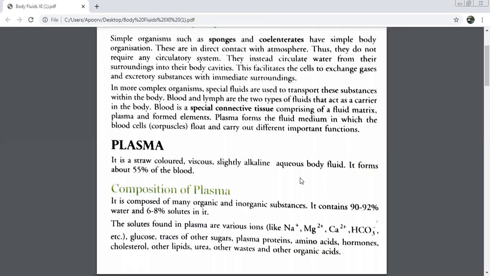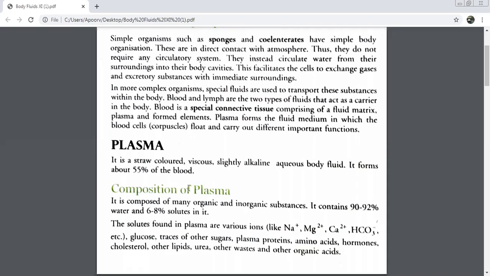Aqueous body fluid. What is aqueous? What do you mean by aqueous solution? Solution in water. Very good. The word aqua means water. So anything which contains water is called aqueous. Remember, whenever the word aqueous is used, it means it contains water. The word aqueous comes from aqua, and aqua means water.